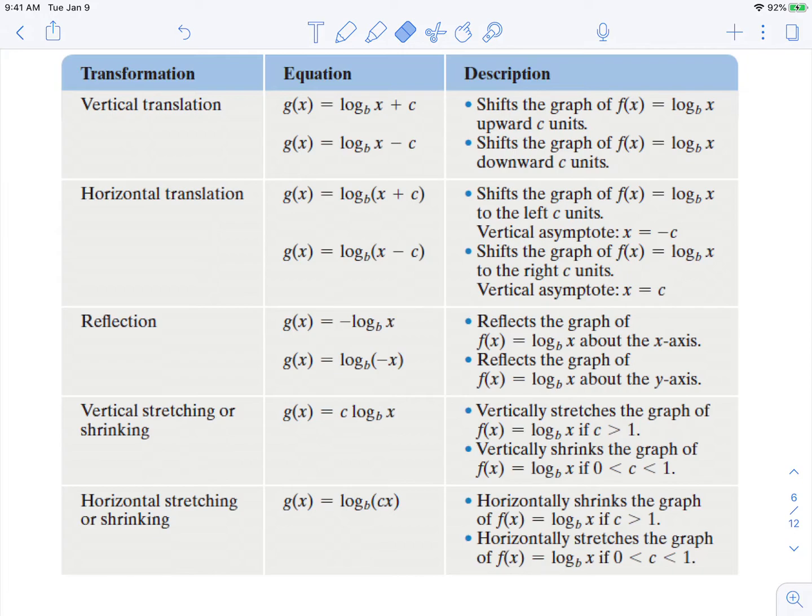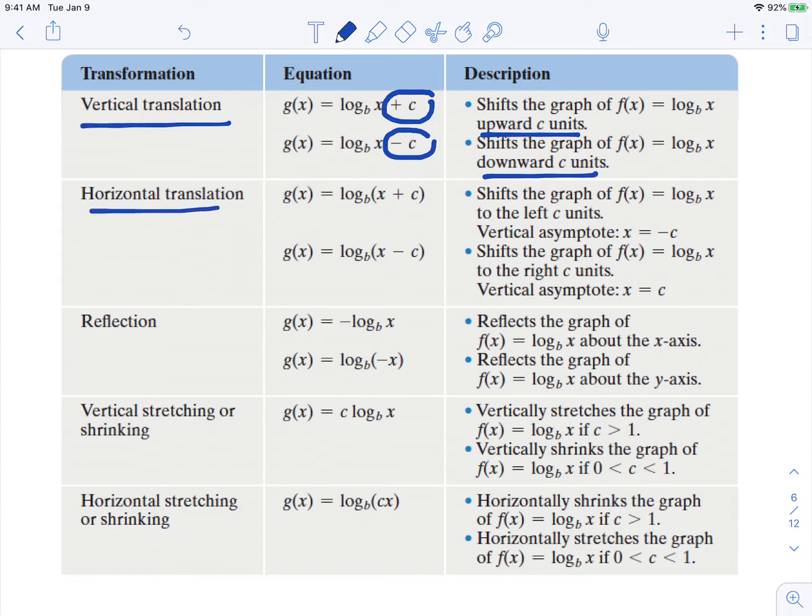All right, here are the transformation rules for a logarithm. So if you have a vertical translation, in the equation, you're going to have a plus c at the end, and that's going to move it up c units. If it's a minus c, it's going to move it down c units.